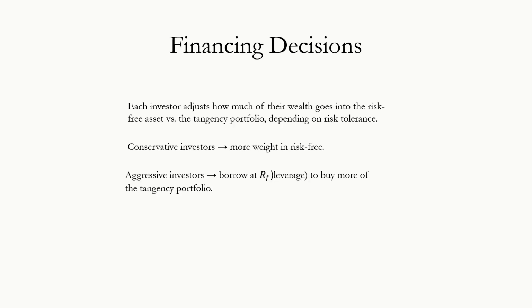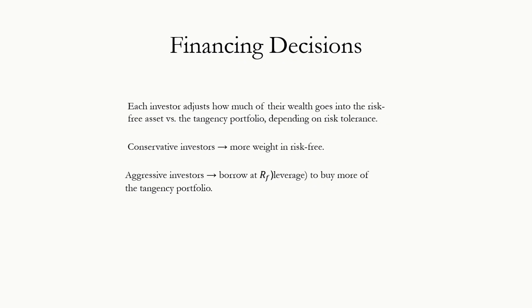So this is going to give us some type of rules for financing decisions. Each investor adjusts how much of their wealth goes into the risk-free asset versus the tangency portfolio, depending on their personal risk tolerance. Now, I've discussed in earlier videos the decisions that different generations might make, right? Millennials might be more risk tolerant than Gen X. Millennials might be more risk tolerant than boomers, right? Boomers are probably going to be the most risk averse, right?